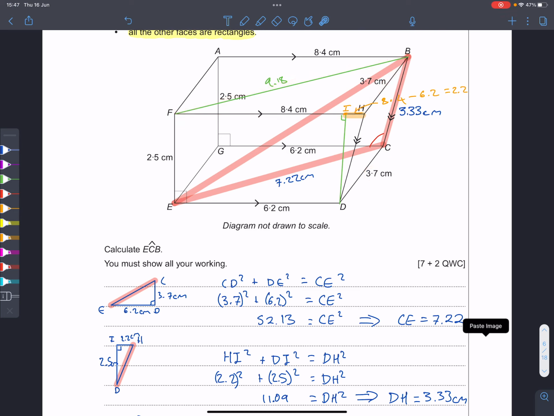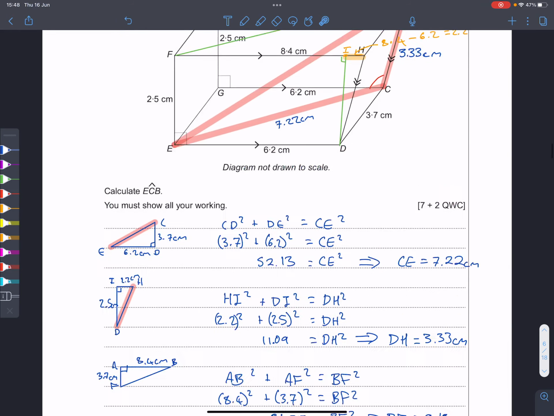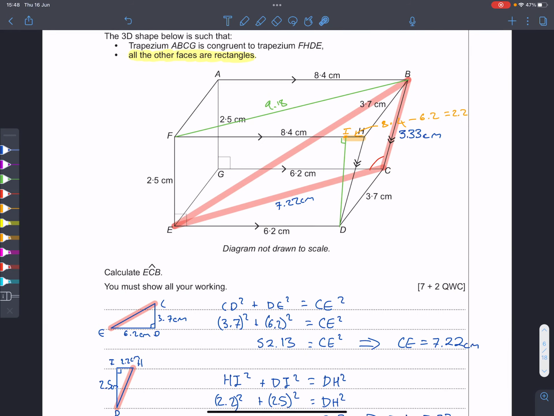Oh, that's not going to help me. Don't know what I'm talking about. Let's try again. Okay, now I know that that's 9.18. Now I know that this BF across the top is 9.18. I can use another triangle to try and help me out.